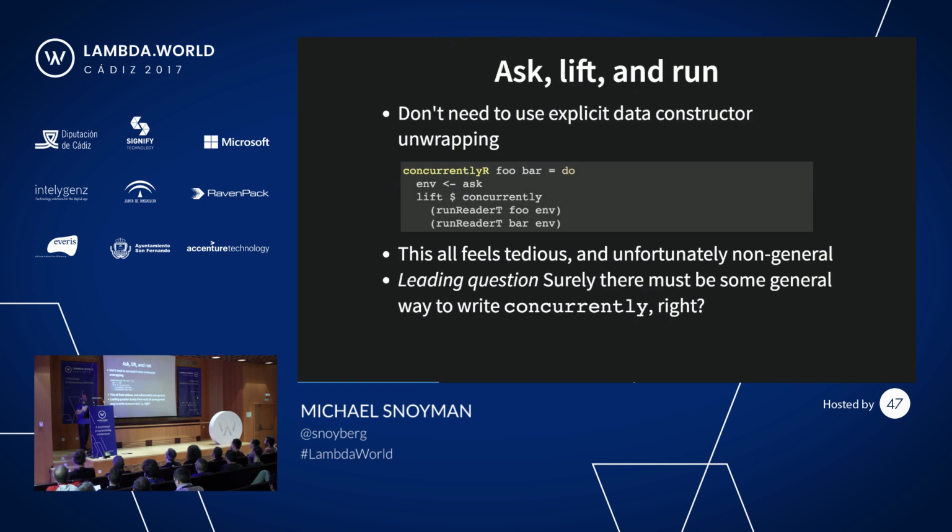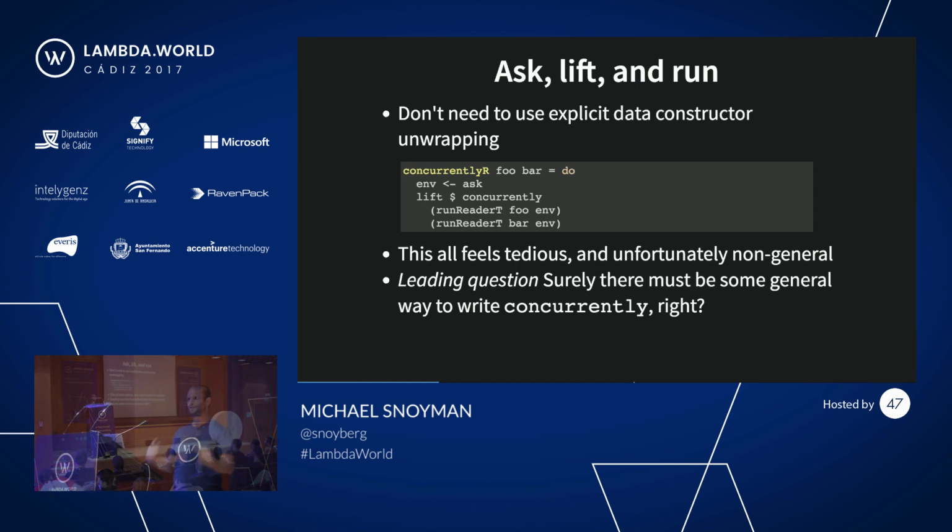We also have this alternative way of doing this. We can, instead of dealing with the ReaderT constructor directly, use the ask function to go ahead and grab the environment. We can use runReaderT to unwrap foo and bar. And then we can use the lift function to take the resulting IO action and turn it back into a ReaderT action. And this is the same thing that we had before, and now I've put it into this helper function, concurrentlyR. And that's great. Now we could use concurrentlyR everywhere that we were previously using concurrently, and things will just type check.